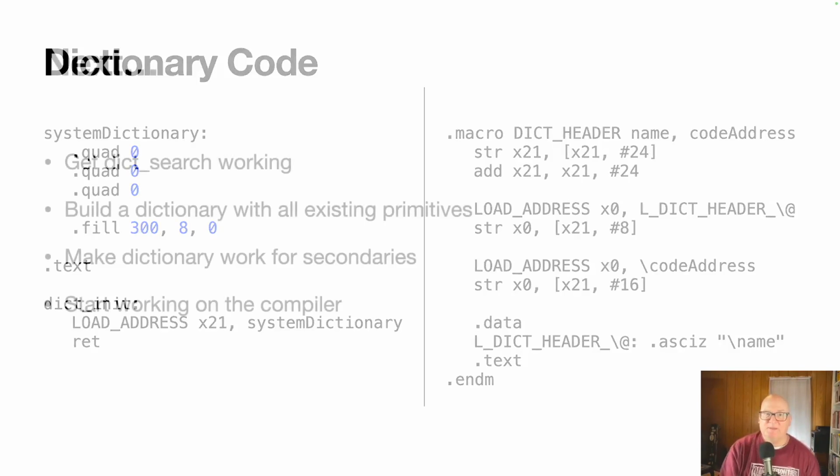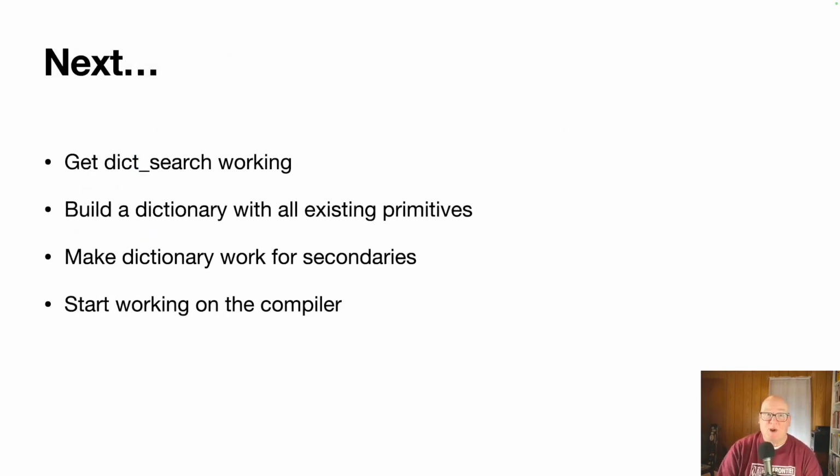So in our next sessions, first priority is to get dictionary search working. It shouldn't be too bad. I think I know why it wasn't. I always think that. Then we're going to build a dictionary with all the existing primitives. Once we had that, we probably could put those in the tests. I don't know if we will or not at this point. And then we need to make the dictionary work for secondaries. The header part's the same, but putting in those lists of routines, we don't have a facility for that yet.